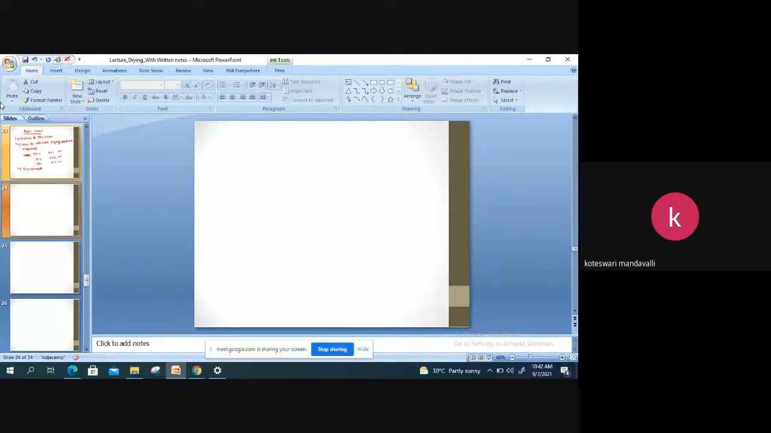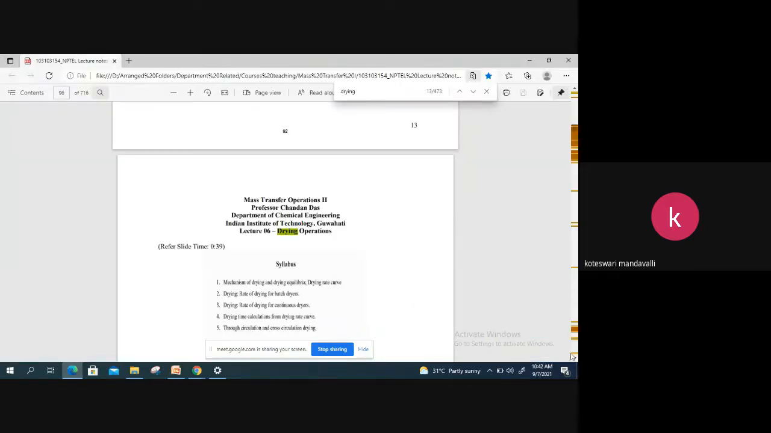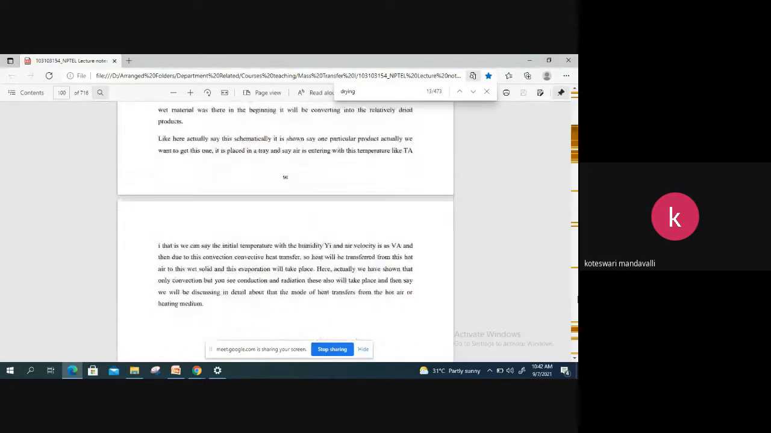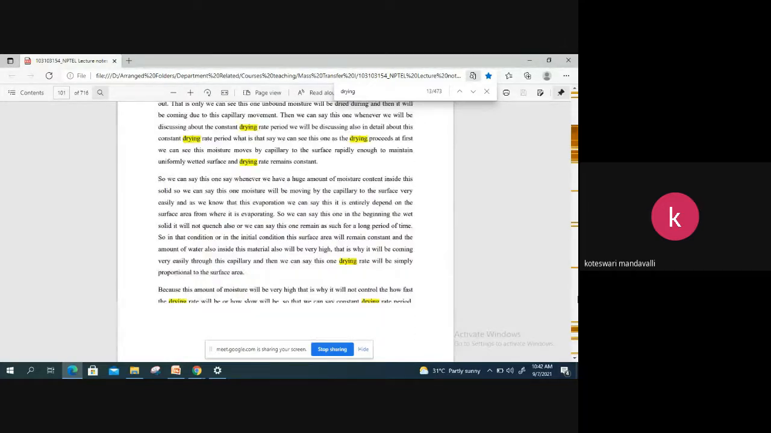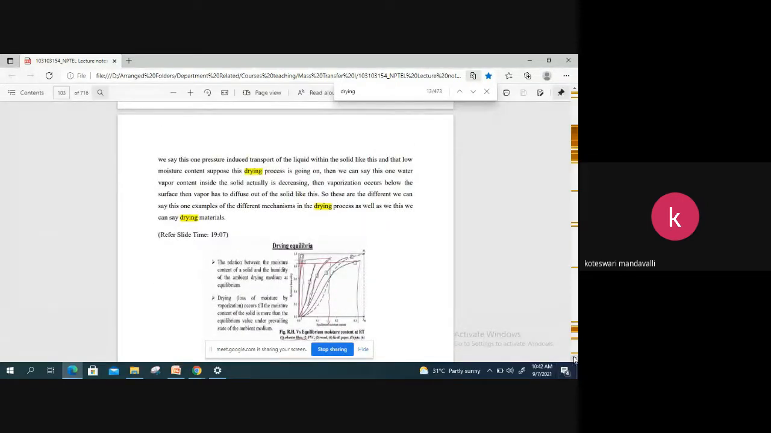So today we will start the topic on drying rate. First we will complete this topic, then we will go further. Before that, I just want to show you some material which I will circulate to you all. This is some material available on the internet for drying. I will forward this material to you all. It will be useful for mass transfer too, the next semester subject.